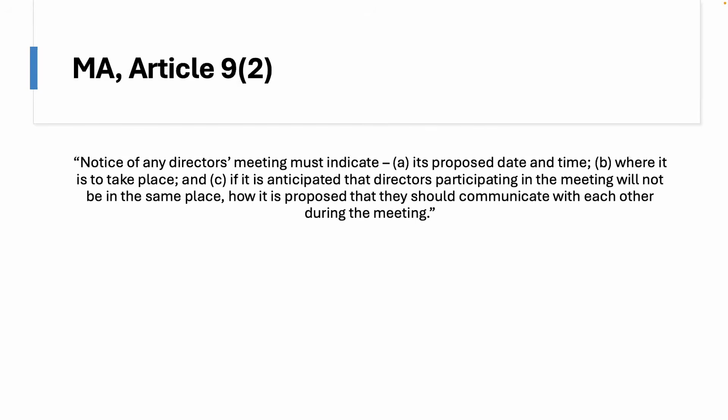Within this, any notice of any directors' meeting must indicate, firstly, its proposed date and time, secondly, where it is to take place, and thirdly, if it is anticipated that directors participating in the meeting will not be in the same place, how they are to communicate with each other during the meeting. So, for example, in a large corporation where some of the directors might be out of the country or on holiday, there would be arrangements for remote communication, something that is obviously a lot more common these days anyway.